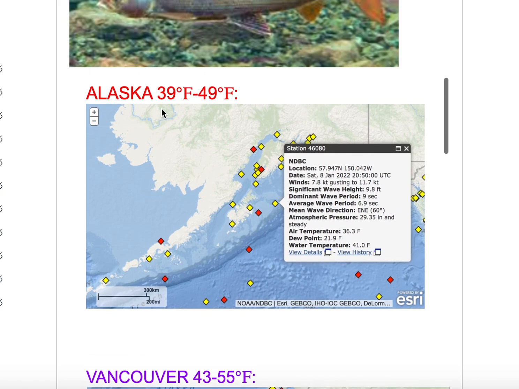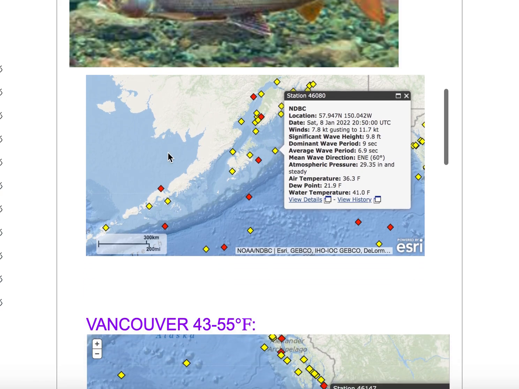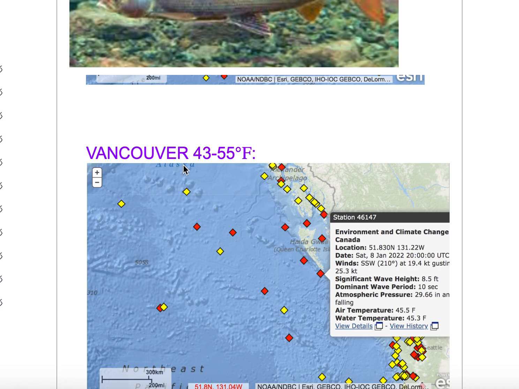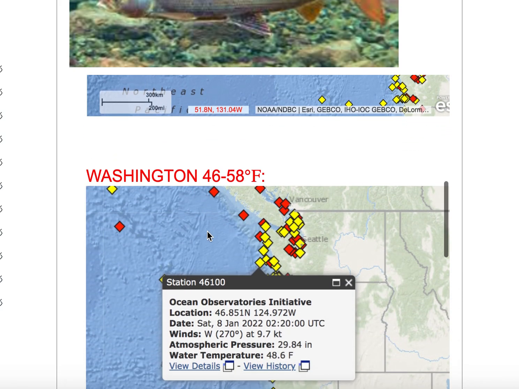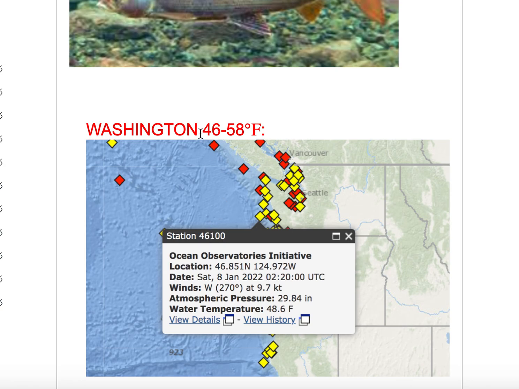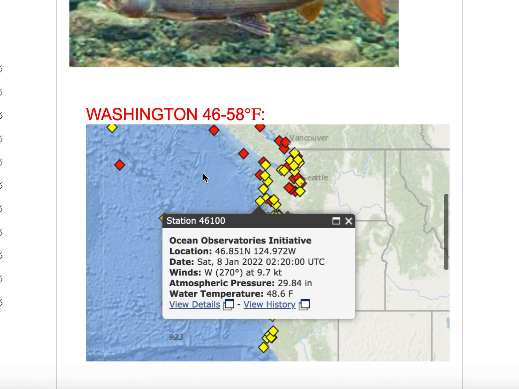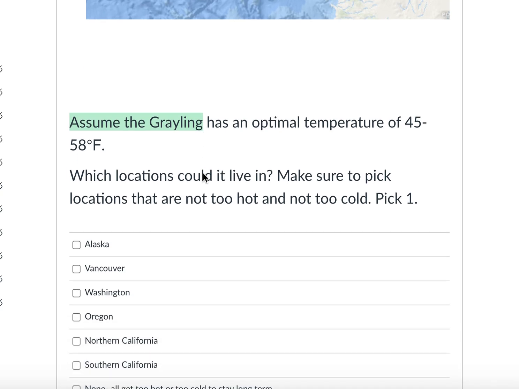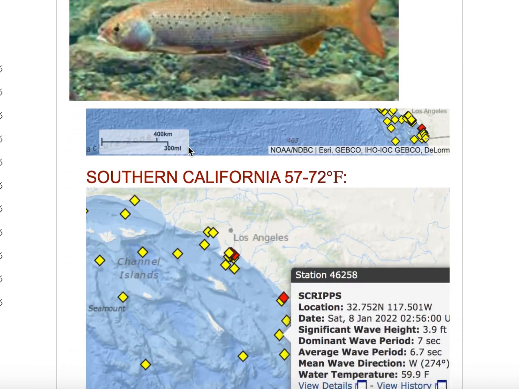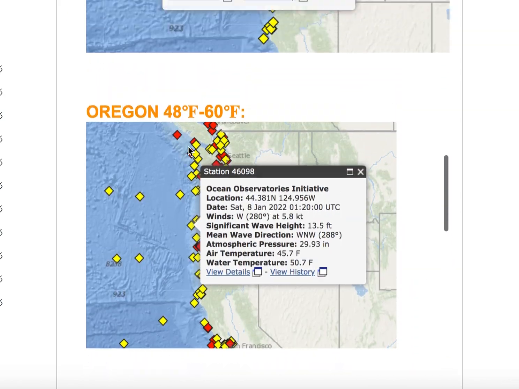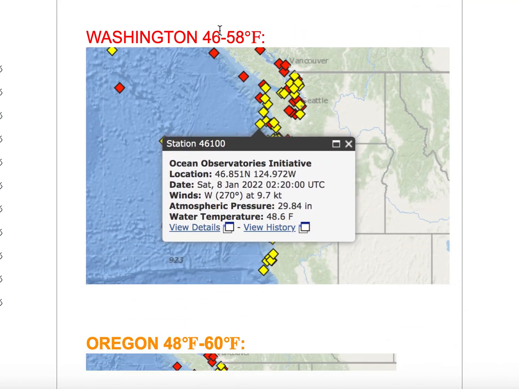So we're going to eliminate Alaska because 39 is lower than 45. We're going to eliminate Vancouver because 43 is lower than 45. But Washington is not lower than 45. So Washington might be able to work. Okay. So what was that upper temperature again? To 58. Okay. So 58 at the hottest. Let's see what that Washington one was. At 58 at the hottest. Okay. So 46 to 58. That grayling could live in Washington.